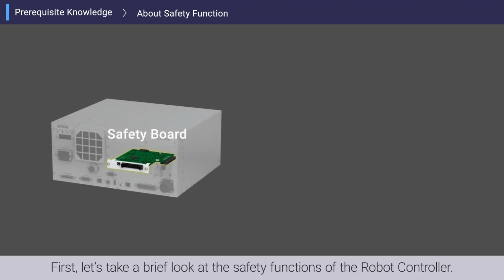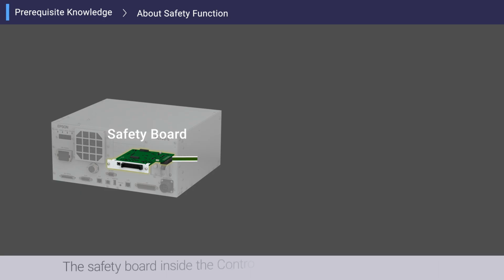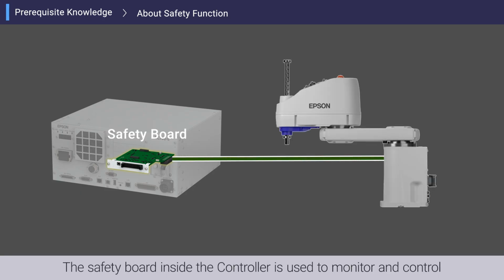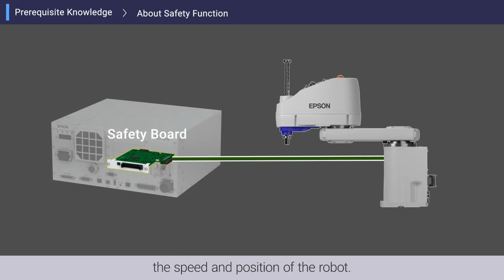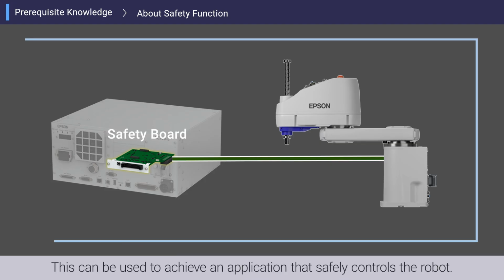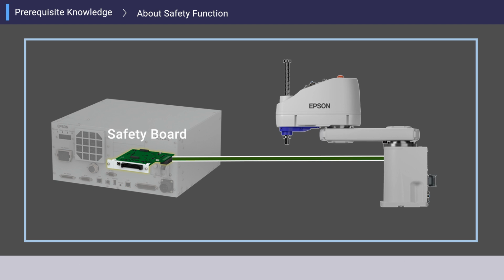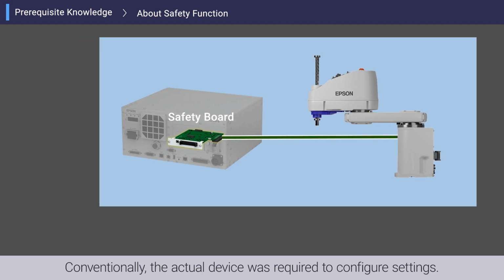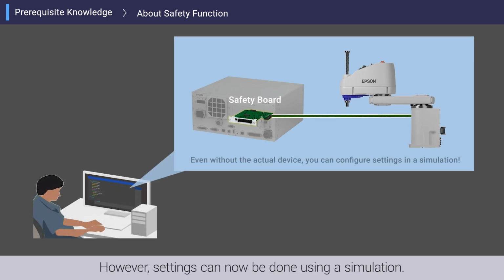First, let's take a brief look at the safety functions of the robot controller. The safety board inside the controller is used to monitor and control the speed and position of the robot. This can be used to achieve an application that safely controls the robot. Conventionally, the actual device was required to configure settings. However, settings can now be done using a simulation.